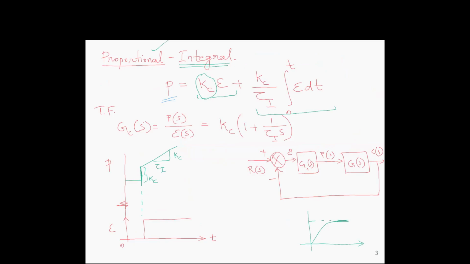So here we have two adjustable parameters. One is this gain Kc, another is this tau I. Tau I is the integral time. So we have two adjustable parameters here. Now, what happens for a proportional integral controller? The transfer function looks like this, Kc into 1 plus 1 by tau I s.